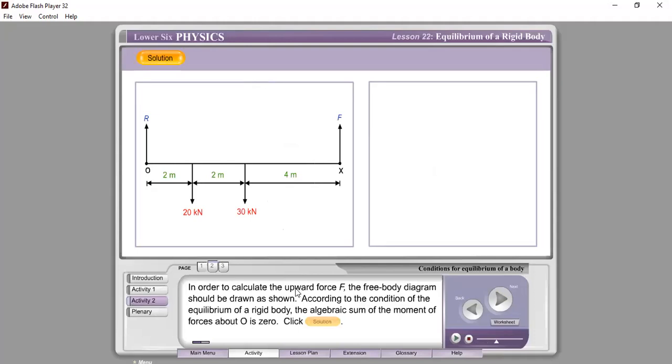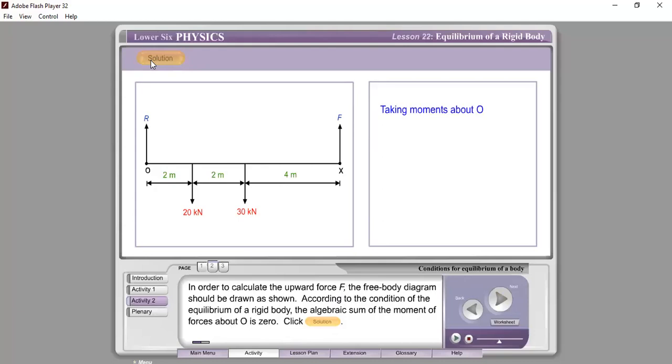So in order to calculate the upward force F, the free body diagram should be drawn as shown, like this. According to the condition of the equilibrium of a rigid body, the total sum of the moment of the force about O is equal to 0. That means this is the point we refer to, and total down will be equal to total up. So we'll see how to solve it.